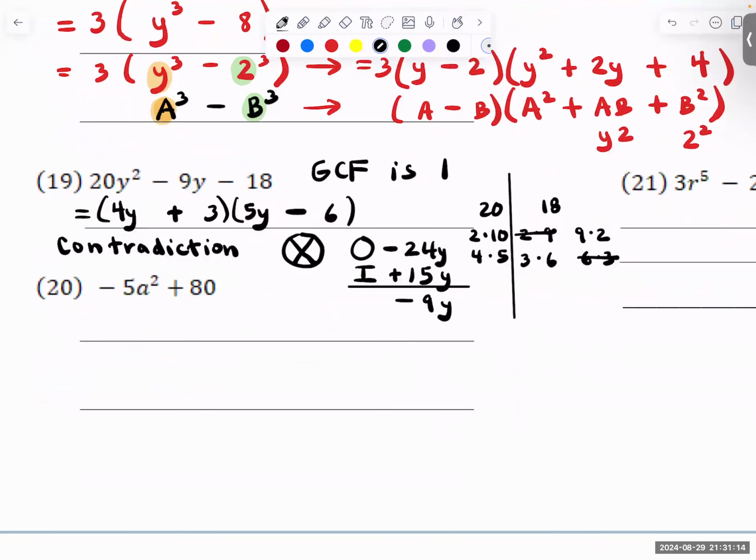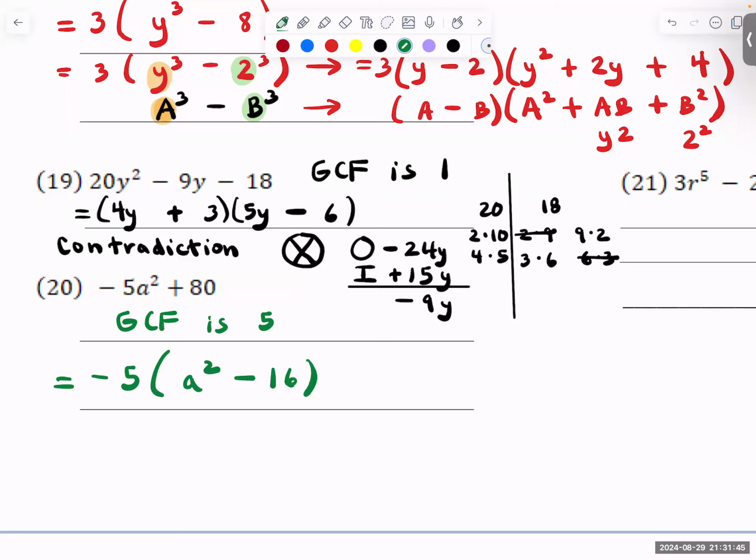Number 20 is a binomial with a leading coefficient that is negative and the greatest common factor, which by definition is a positive quantity, is 5. So we're going to factor out a negative with the GCF. In other words, factor out negative 5 times a squared, and the negative times a minus. And 5 divides 80 16 times.